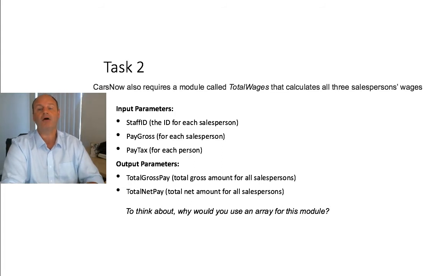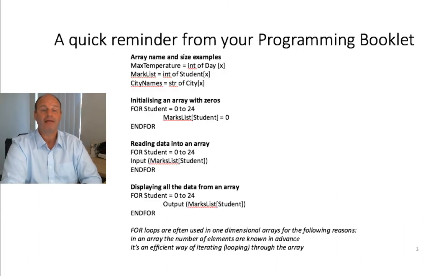These arrays are called pay gross and pay tax, which store specific information on each salesperson's wages. Let's see how to write an array. The information is in your programming booklet. Let's use max temperature as an example of how to name an array. Max temperature is the name of the array.